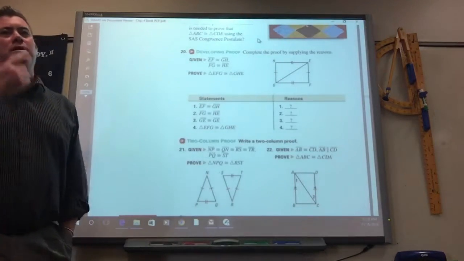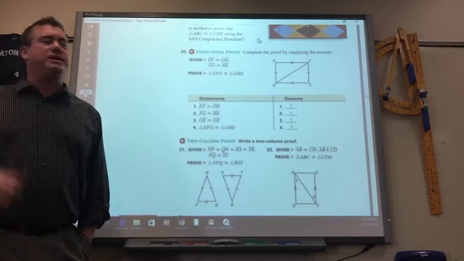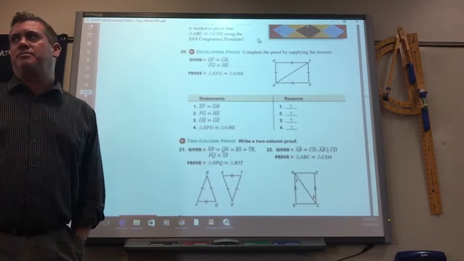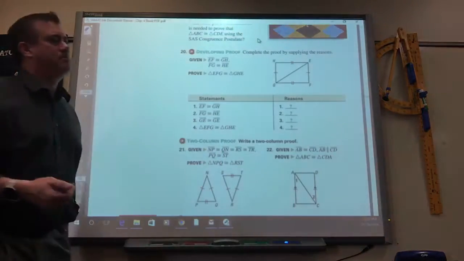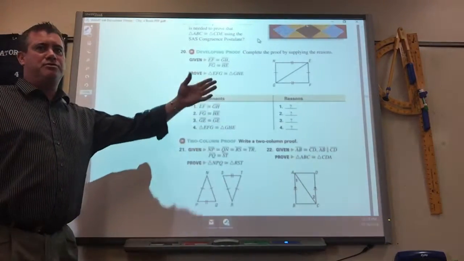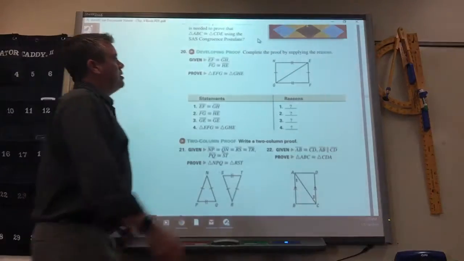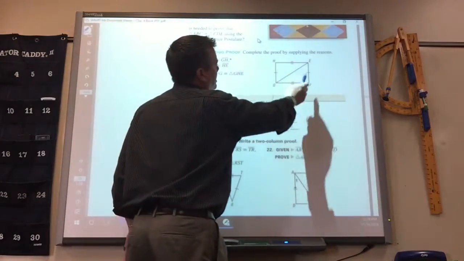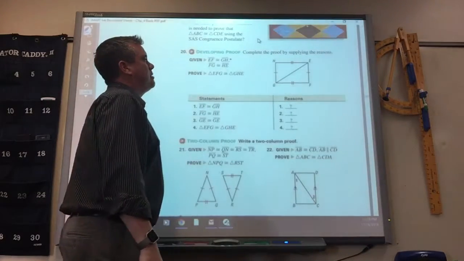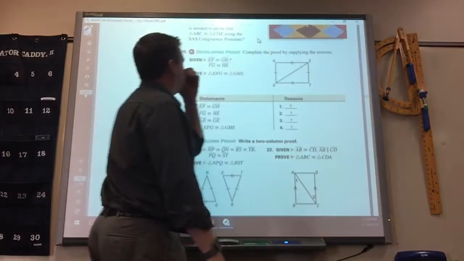More proofs. I'm going to go over a few more, and then we got a worksheet on proofs. Some of them are set up where there's just some missing stuff for you. The first few that we'll do. So, here's the picture. They give us two things, and they also marked it in the picture. Sometimes they don't do that. Sometimes they leave those lines out.